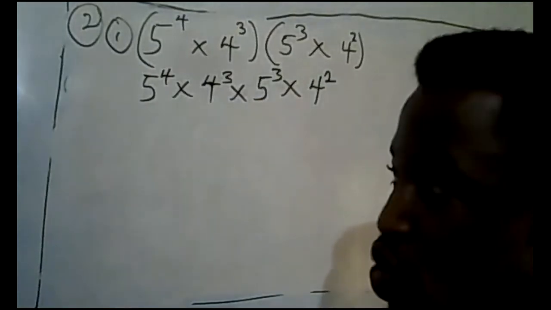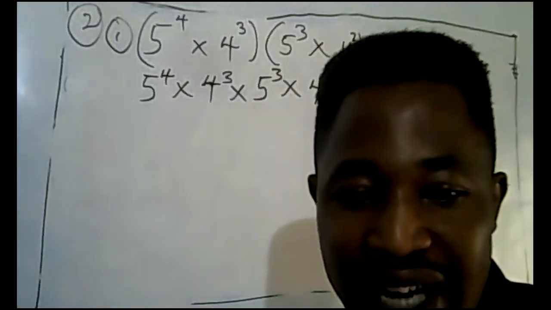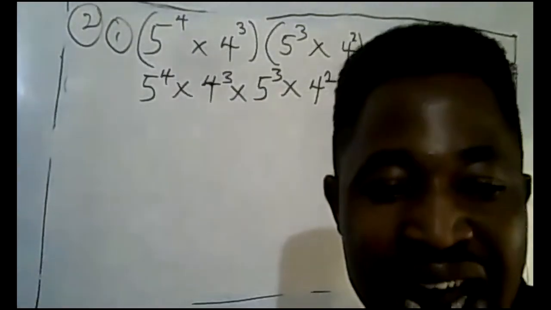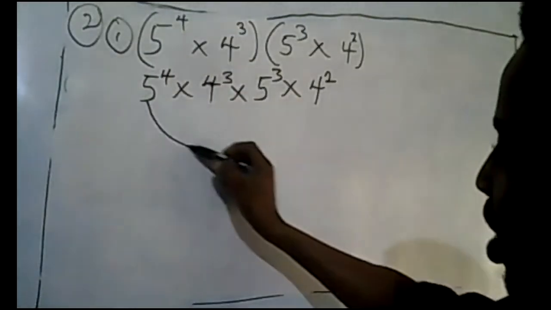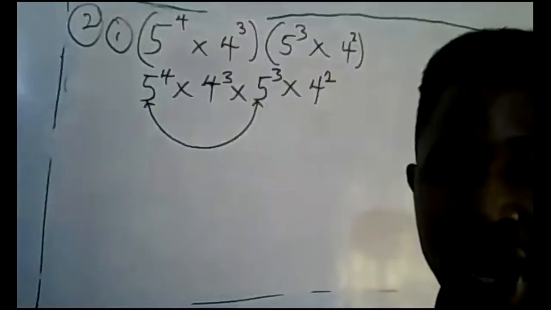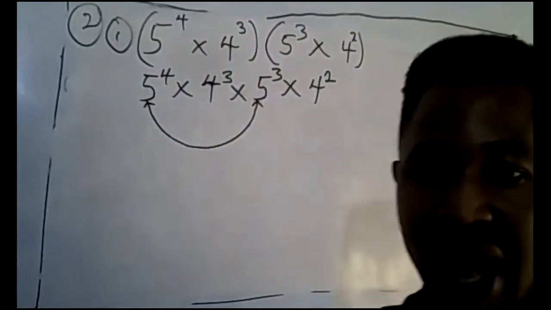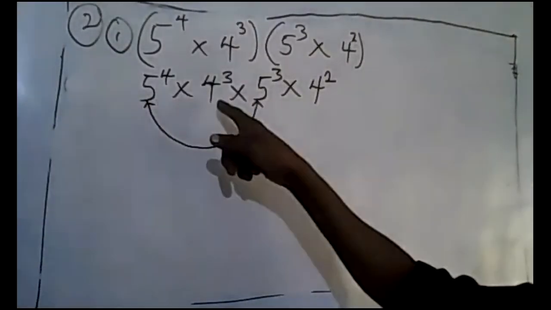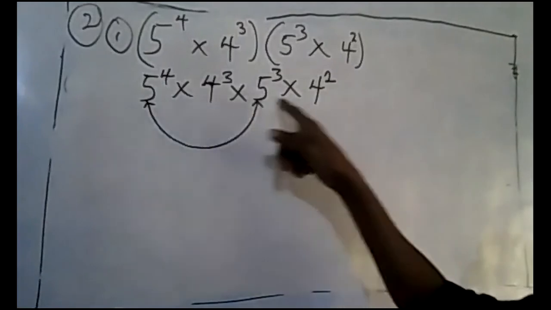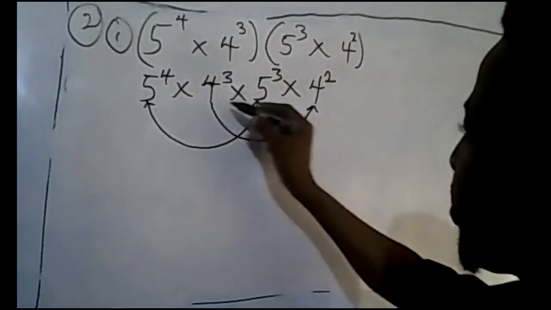Just like we did the previous one. Look for the like terms. Look for numbers with the same base. So this is 5, and here is another 5. So I said, look for another number with base 5 and pair them up, just like I paired 5 and 5. Look for another number with base 4, 4 and 4, and pair them up. So this is 4 and 4 right there, pair them up.